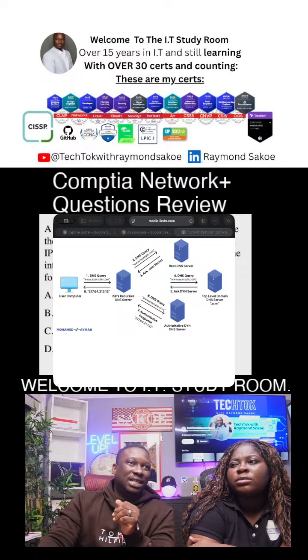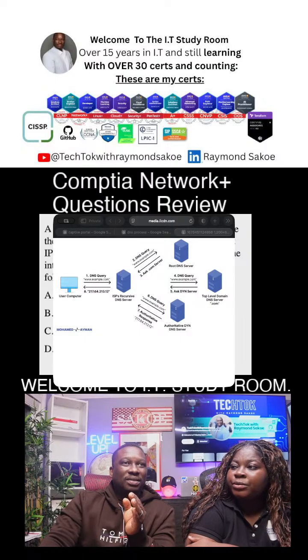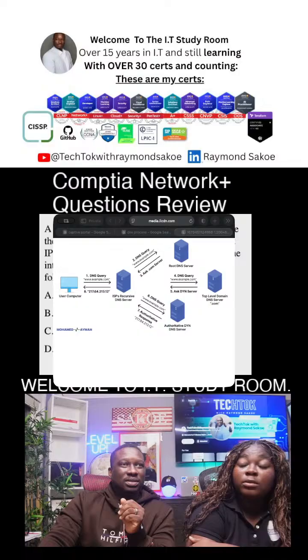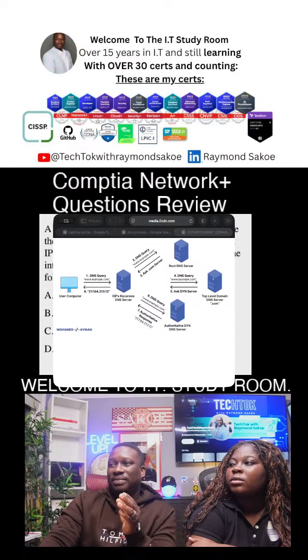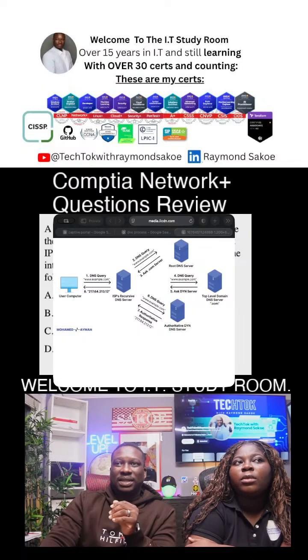And then your internet service provider will request, let's say, facebook.com. The top level domain, .com, knows where every single .com is, and it will direct the request to the right authoritative DNS server. So that is the process. The first step is the host file. So the answer is host file.